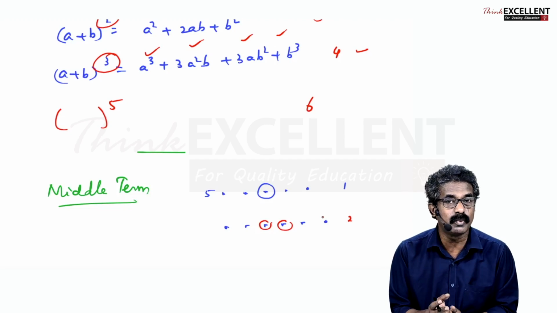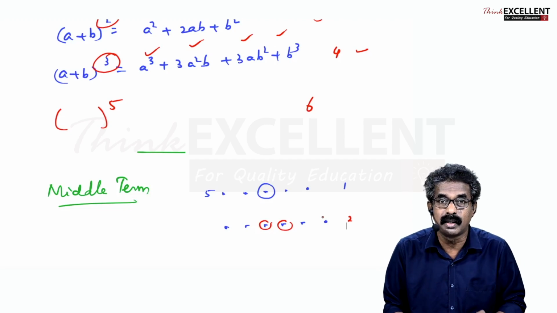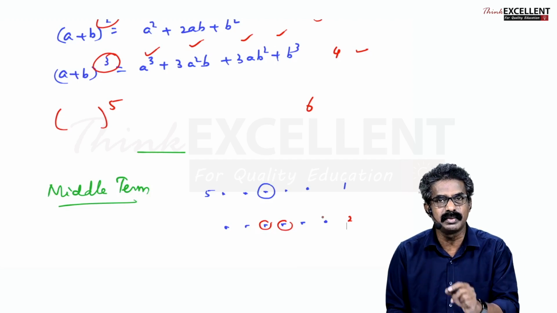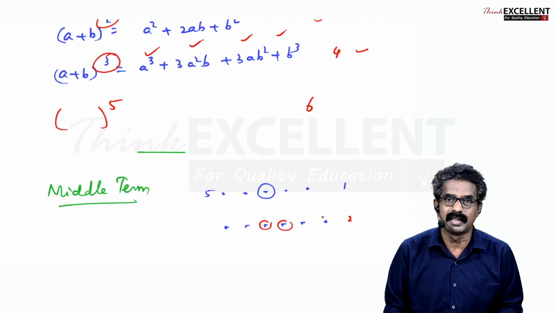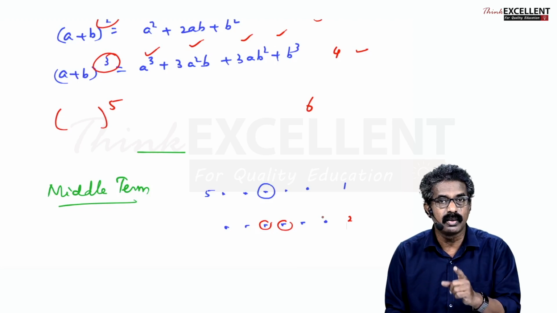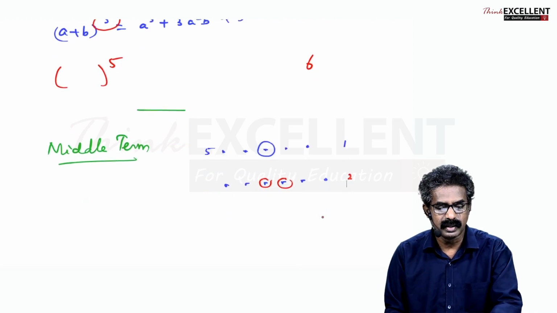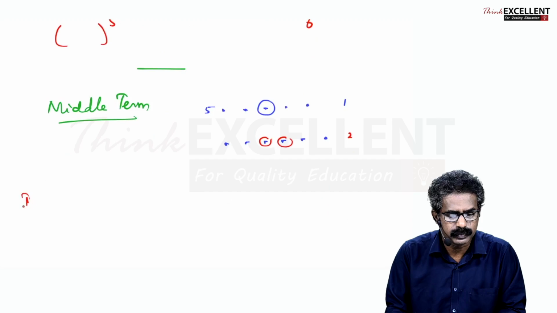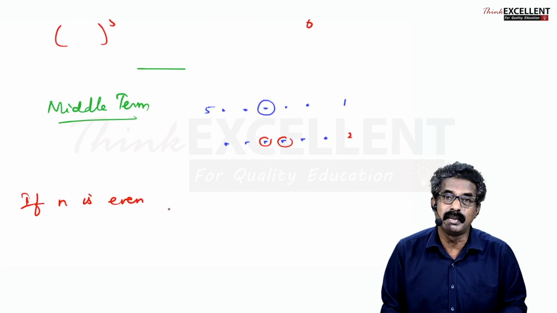2 terms. When you get 1 term, if there are an odd number of terms, underline the word terms. If there are 5 terms, that is 1 middle term. If there are 7 terms, 1 middle term. If there are 10 terms, you can find 2 middle terms, right? So number of terms is odd, 1 term. Number of terms is even, 2 middle terms, right? My question is, if n is even, can you guess how many middle terms will be there?